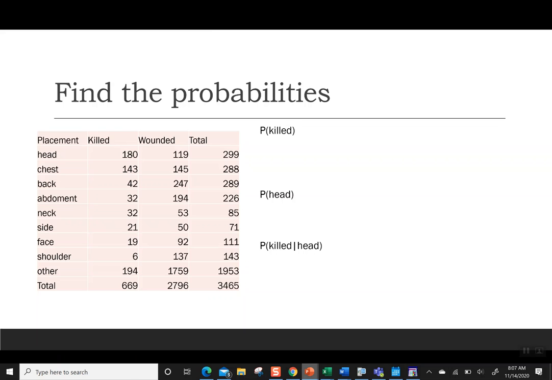And let's find the probability. So this is from someone that was shot, that they were killed. We can see the total number of people killed was 669. Of the total shootings was 3,465. So 669 divided by 3465. This says 0.193, so 19.3%. Okay, let's say what's the probability somebody was shot in the head? So when you look, there's 299 people were shot in the head out of the 3465.